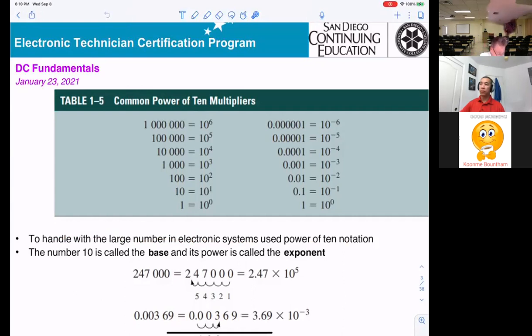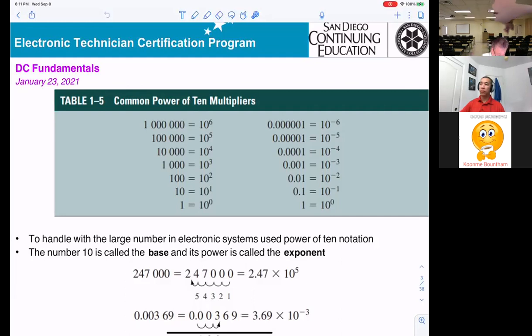The number 10 is the base of 10 or base 10 and its power is the exponent. You get a number, 247,000, and now they want to change it to the power of 10. So you get 2 point. That means you stay right here. You can count how many digits are left over: 1, 2, 3, 4, 5. That means 2.47 times 10 to the power of 5.